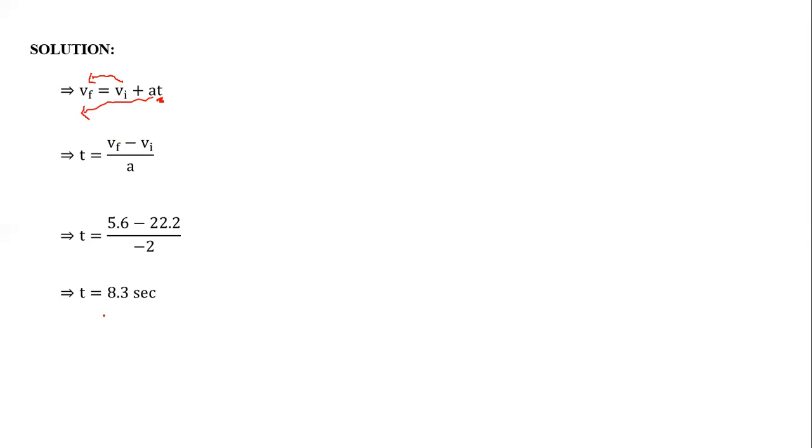So the train which is moving with 80 kilometer per hour will take 8.3 seconds to attain a speed of 20 kilometers per hour. So in this way we can solve this question. Now move on to another question. This will be the last question for this lecture video.